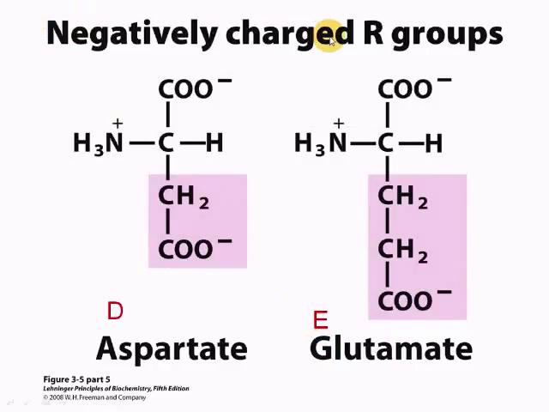Negatively charged amino acids. For aspartate, the abbreviation is D, and for glutamate, the abbreviation is E.